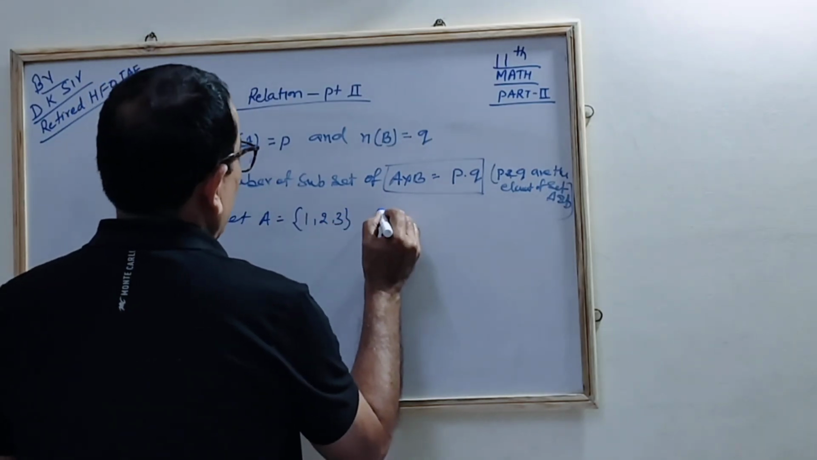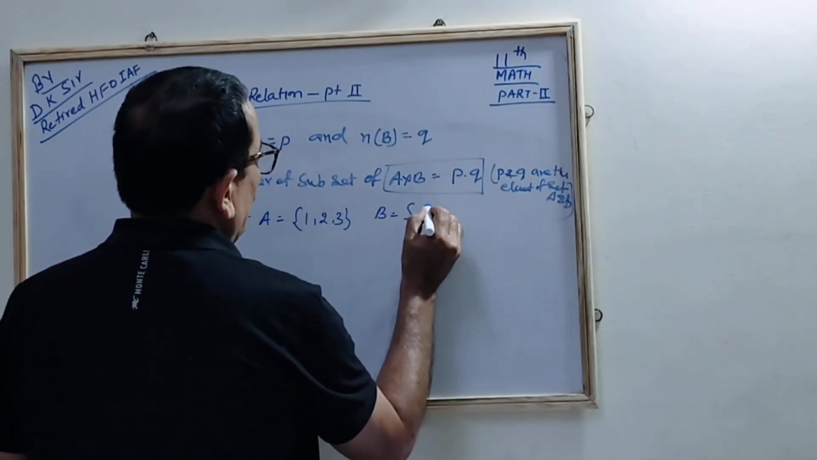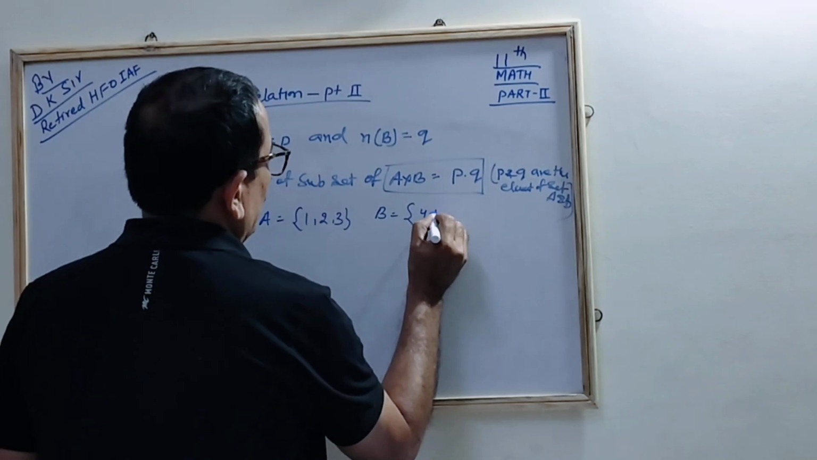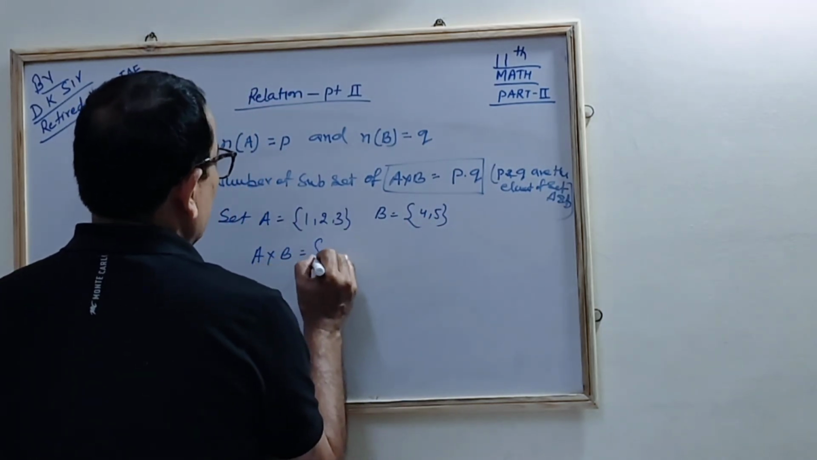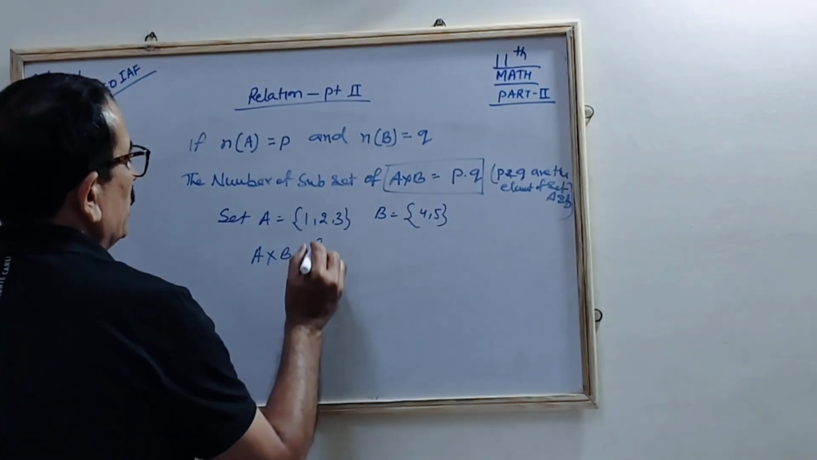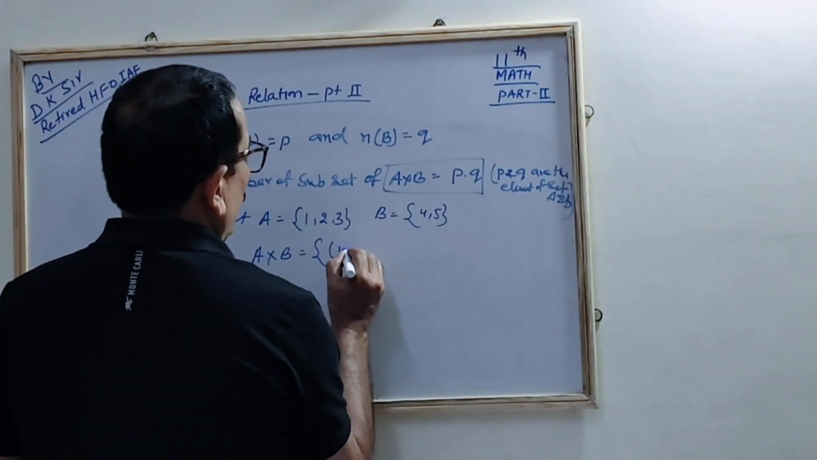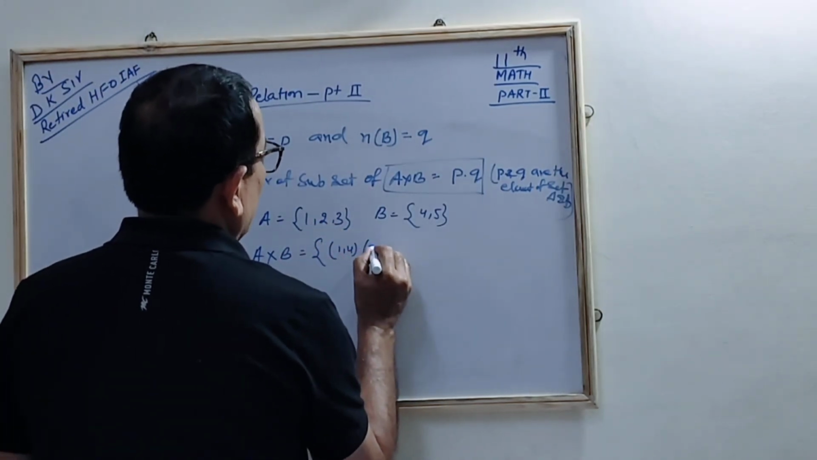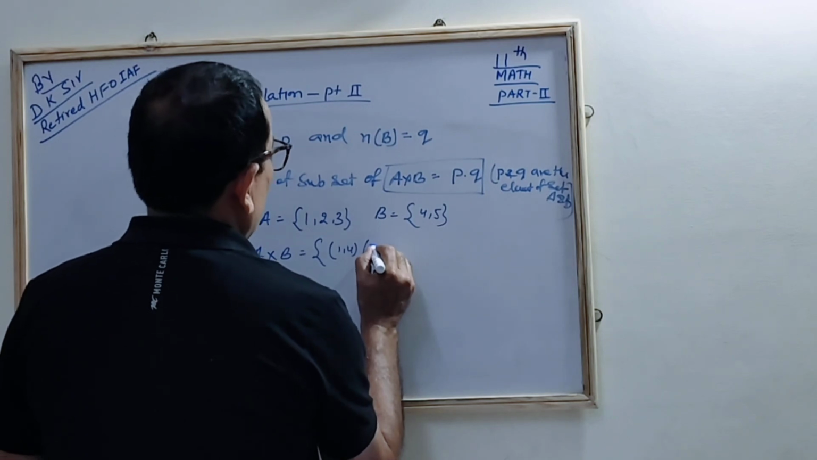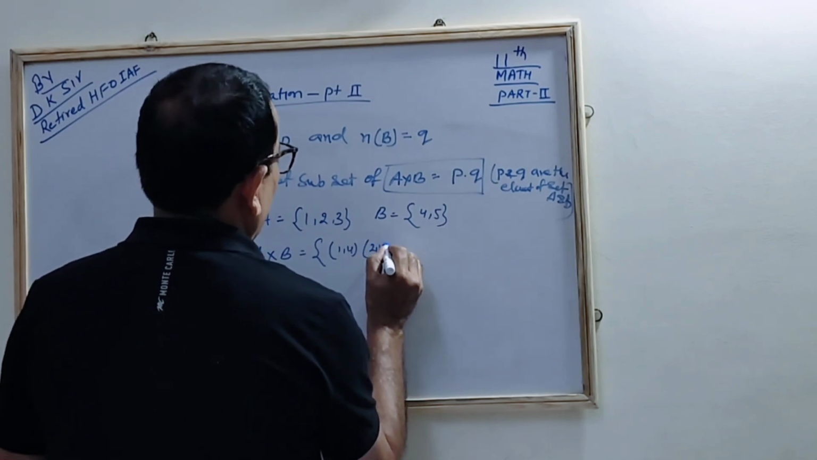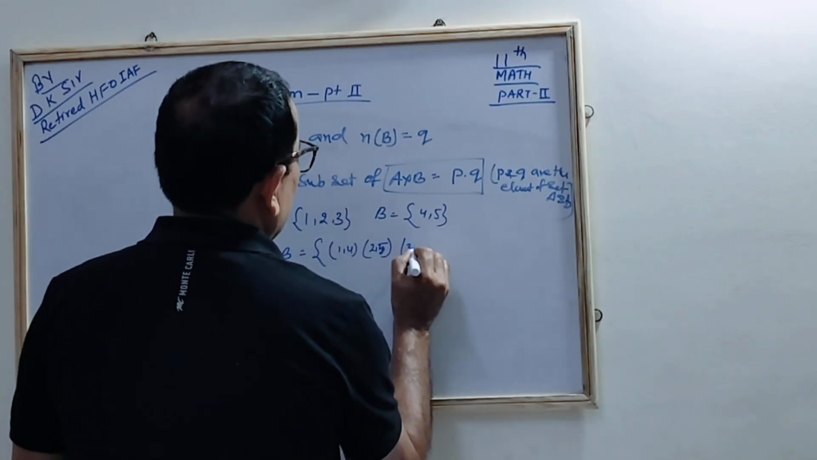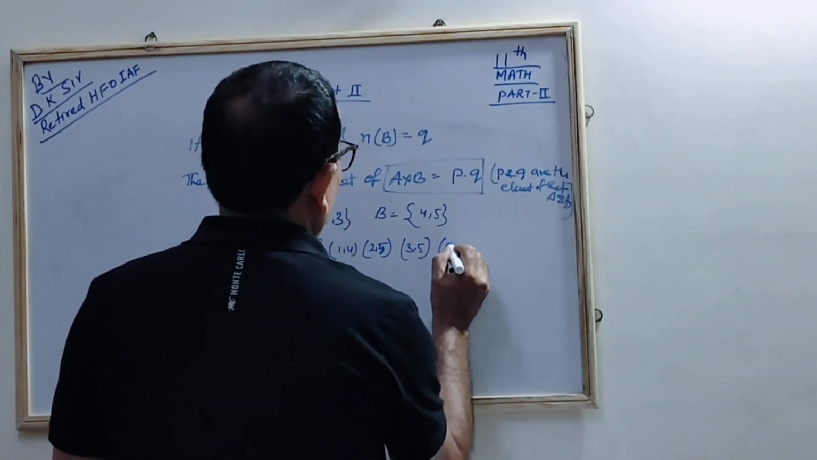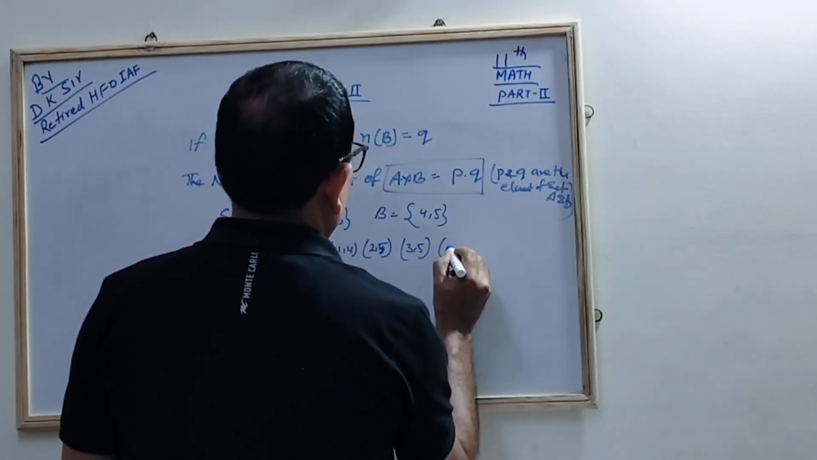Correct? Another set B is, suppose, 4 and 5. Then A into B will be the Cartesian product A × B, and it will be the ordered pairs (1,4). Correct? Then (2,4). Correct? (2,5). Then (3,5). Then (1,4), (1,5).